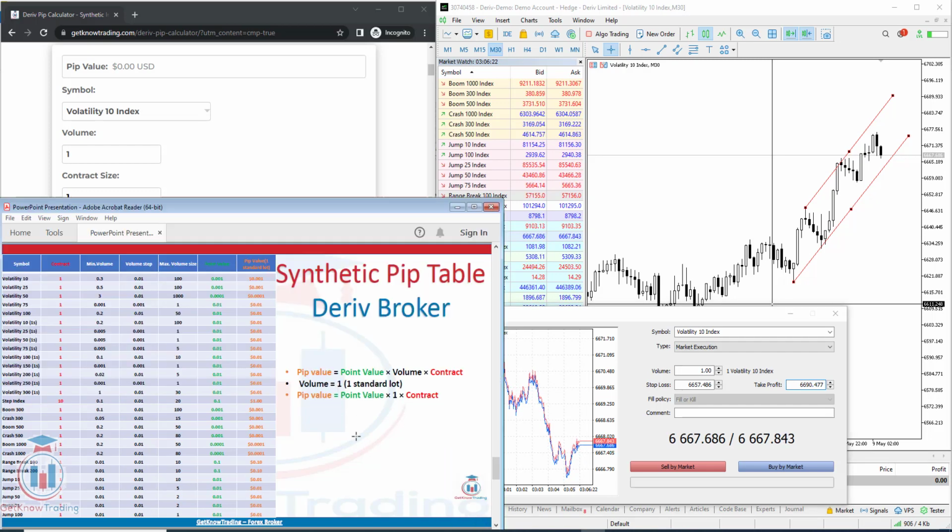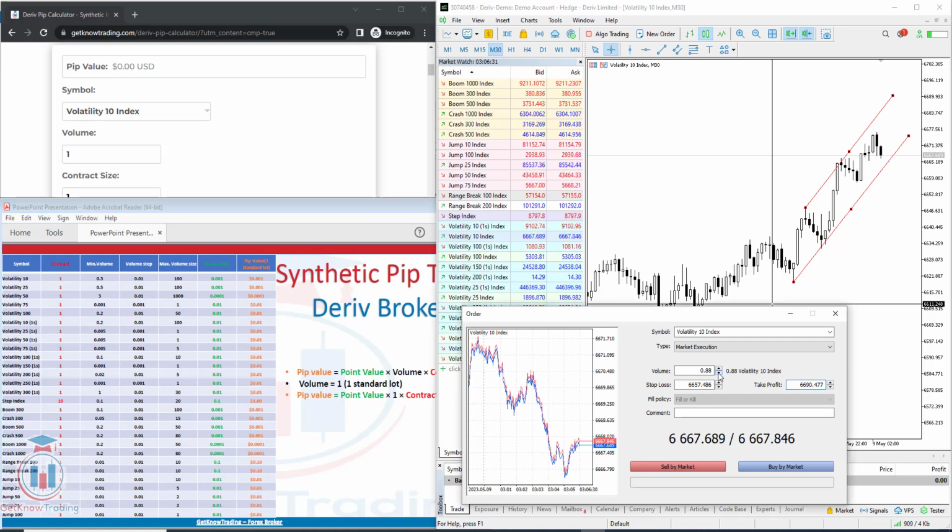Have in mind that the minimum volume for the Volatility 10 is 0.3. So for example, if you go to 0.3 and you want to go below that, you will see that it's not possible, because if you are below 0.3, which is the minimum, you cannot activate the sell or buy market. You can only start using from 0.3 to the upper side.